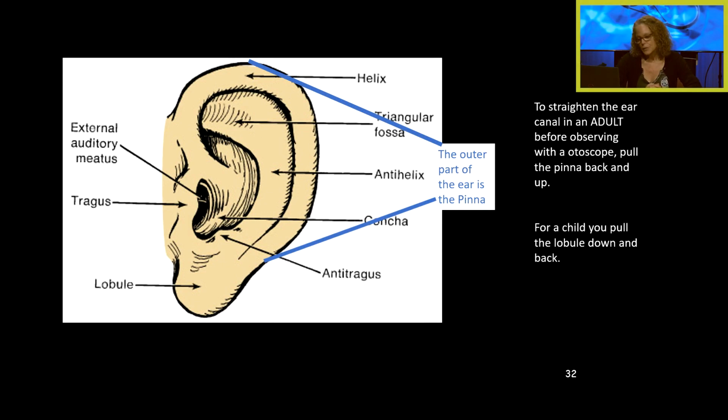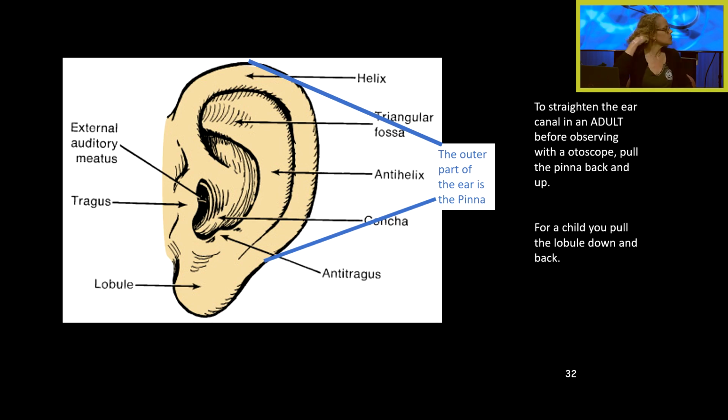Here you can see the ear and the labeling of all the parts of the ear. A couple of the parts that are important for us to know in particular: the pinna is considered the whole outer part of the ear, and you can see it identified here in this little blue triangle. And the lobule is another part. This is a very important board-type question that they like to ask. To straighten the ear canal in the adult before observing with an otoscope, we want to pull the pinna back and up, okay?